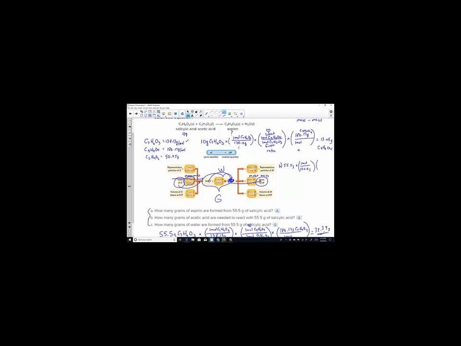It's still a 1 mole to 1 mole ratio. It's just that now we're going to acetic acid, C2H4O2. Step 3, I have to come down here and I'm going to use the molar mass I just solved for, 50.05 grams.